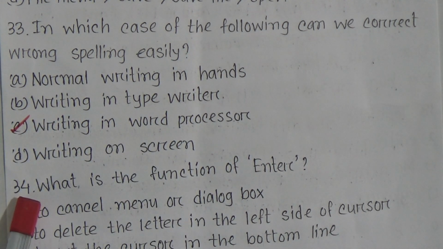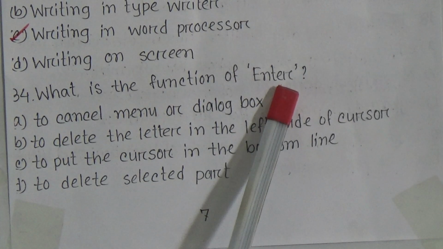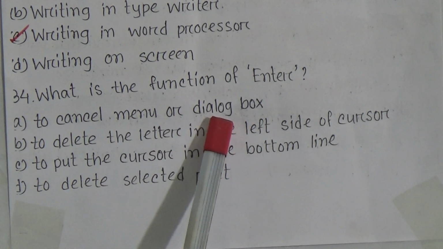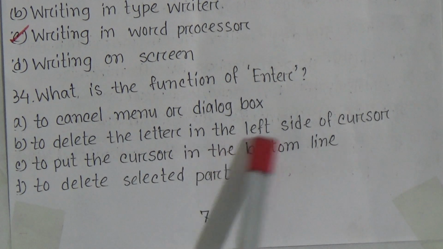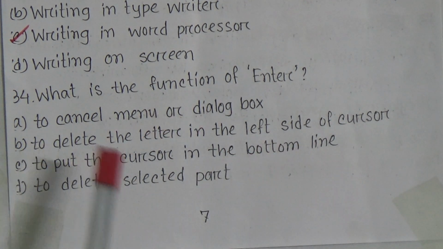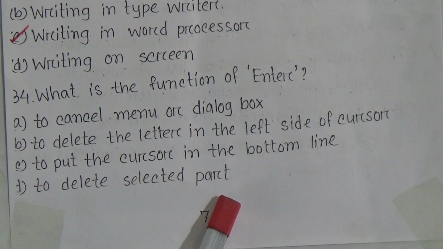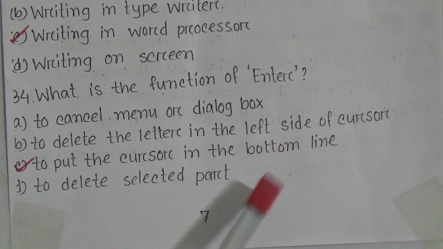Now come to question 34, and this is the last question for MCQ part 1. What is the function of enter to cancel menu or the dialog box? To delete the letter on the left side of the cursor, to put the cursor in the bottom line, to delete the selected part. Okay, the correct answer will be option C, to put the cursor in the bottom line.